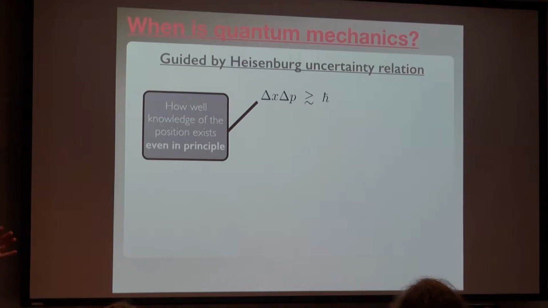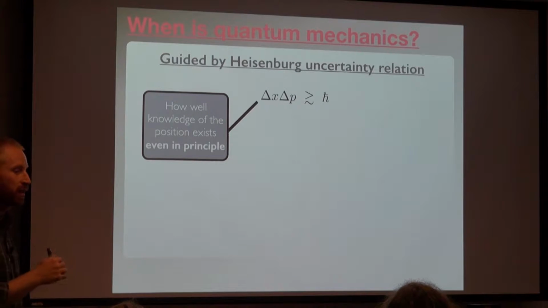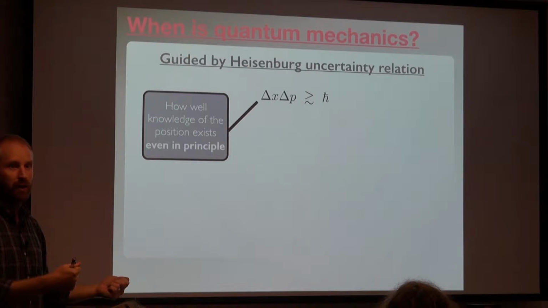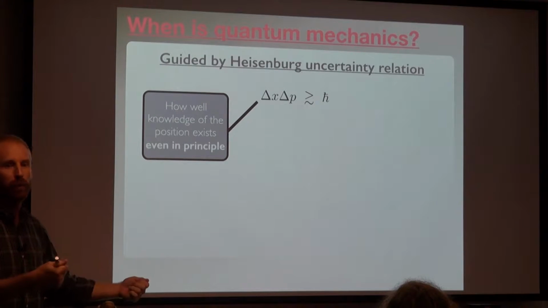But I want to emphasize a point. This isn't the uncertainty in how well you know the position. You could know the position extremely poorly because you had a very bad meter, your eyes were blurry. No, this is the uncertainty in how well the position is knowable. All right? And likewise, this delta p is the uncertainty of how well the momentum of the particle is, even in principle, knowable. All right?